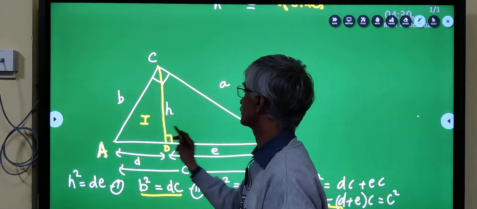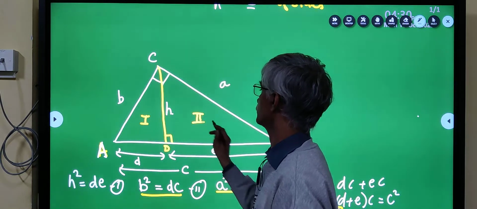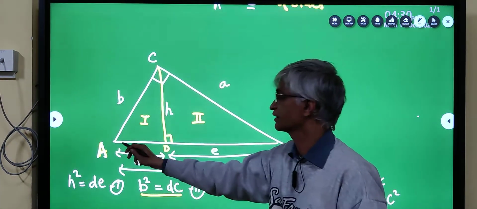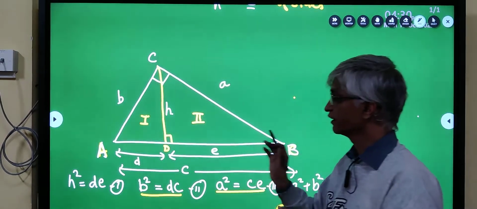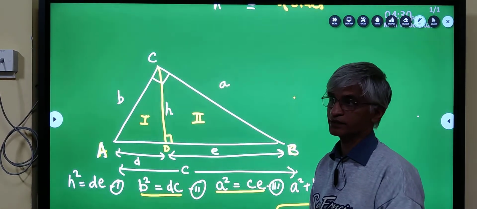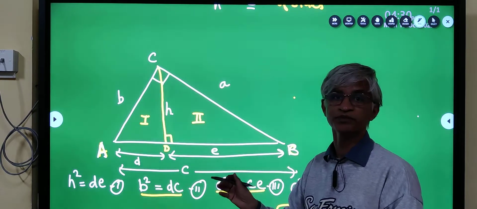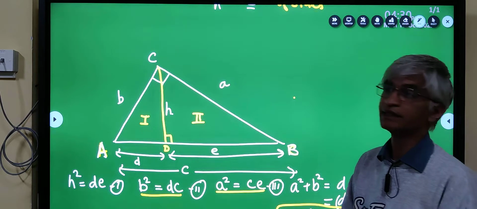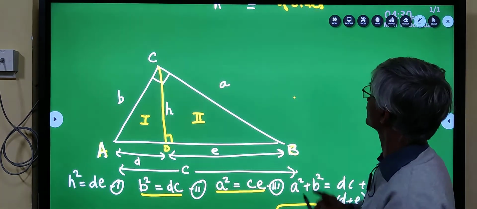this triangle 1, this triangle 2, which I shall call the daughter triangles of the mother triangle ABC. Each of the two triangles, two daughters, are going to be similar to the mother triangle. So all the three triangles are actually going to be similar to each other. So let's try to write that down neatly.